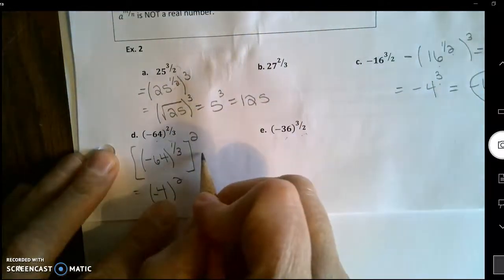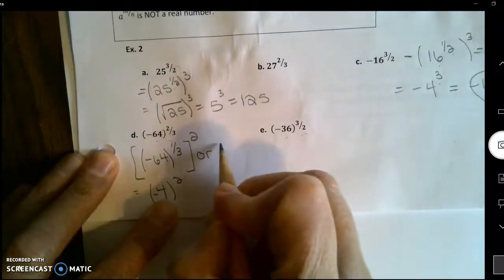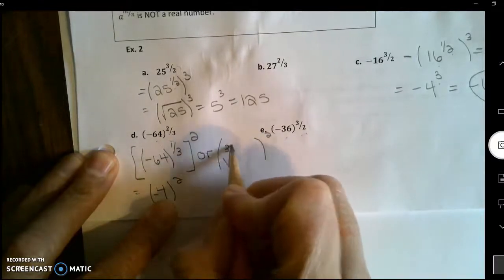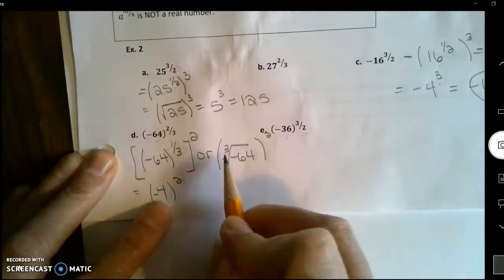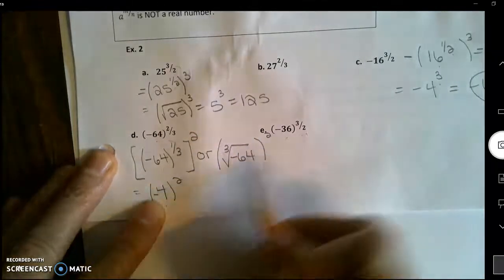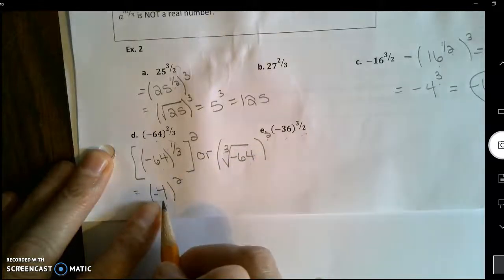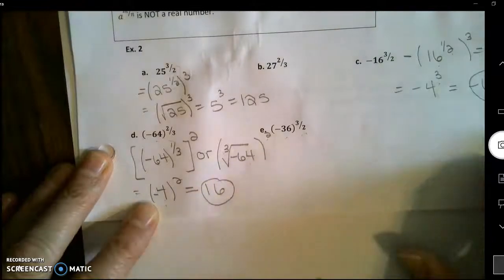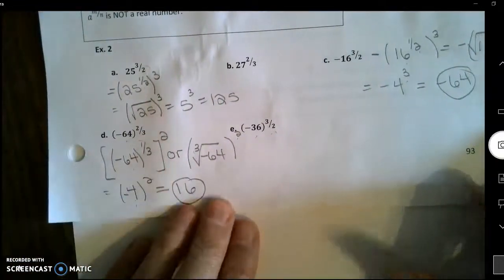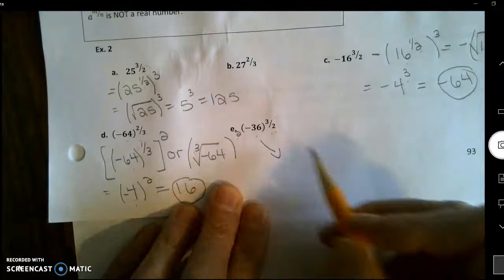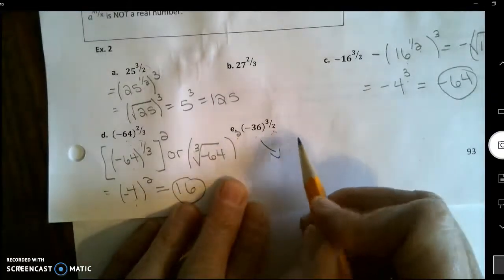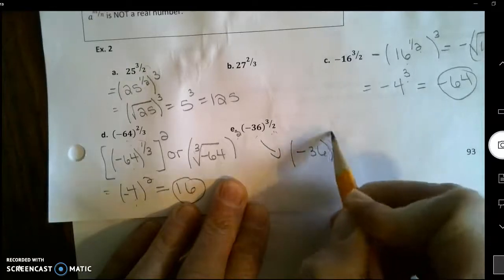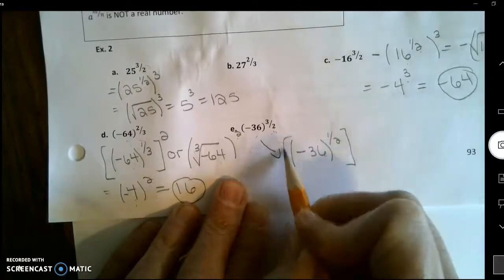Another way you could write this, you could write it like this. The cube root of negative 64 is negative 4, and then we're going to square that answer. Negative 4 squared is negative 4 times negative 4, which is 16. Okay, now let's look at this very last one here. I'm going to take the square root of negative 36, and then I'm going to cube that answer.